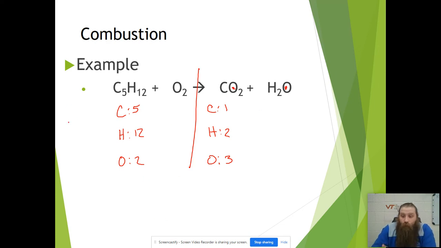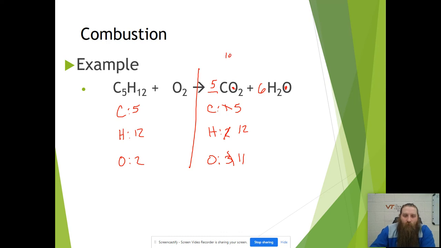Well, the rule is always leave O and H to the end, so I need to do carbon first. So I'm going to put a 5 there. That gives me 5 carbons. 10 plus 1 gives me 11 oxygens. All right, well, can't do a 2 to 11, so I'm going to do a 2 to 12, so that gives me 6. So 6 times 2 is 12.